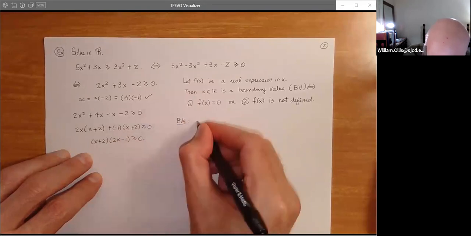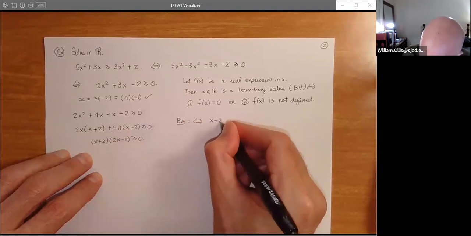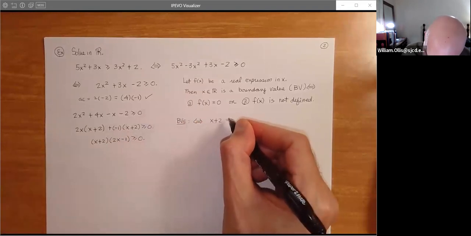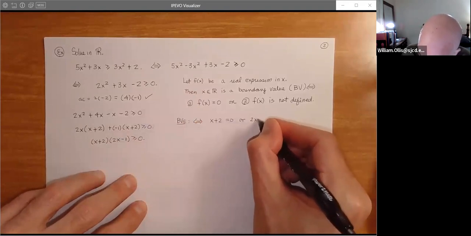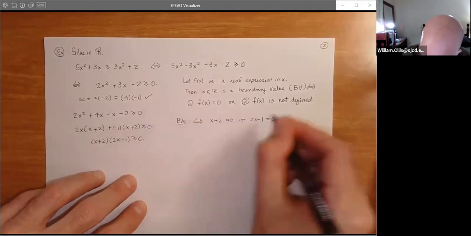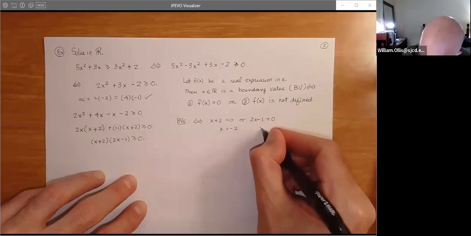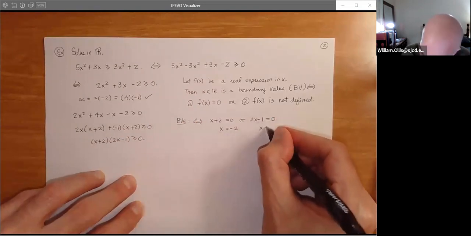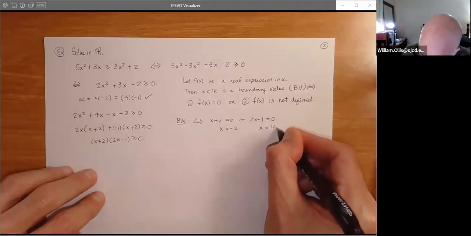f of x equals 0 if and only if x plus 2 equals 0, or 2x minus 1 equals 0. So of course, that'll be x equals -2. And then of course, if we add 1 to both sides and divide by 2, we have x equals 1/2.